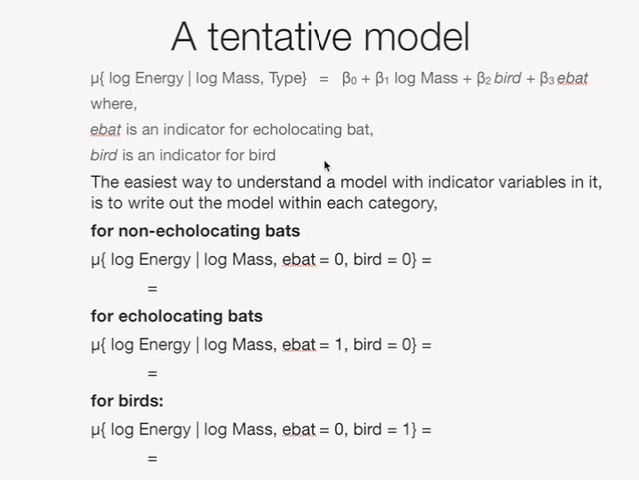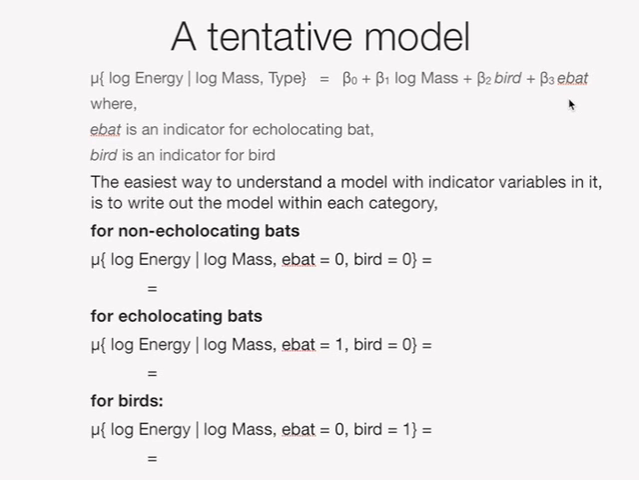In the echolocating bat study, we've set down this tentative model that the mean log energy as a function of the mass and animal type is some intercept plus some parameter times the log mass of the animal, plus beta 2 times an indicator for whether the animal is a bird, plus beta 3 times an indicator variable that the animal is an echolocating bat.